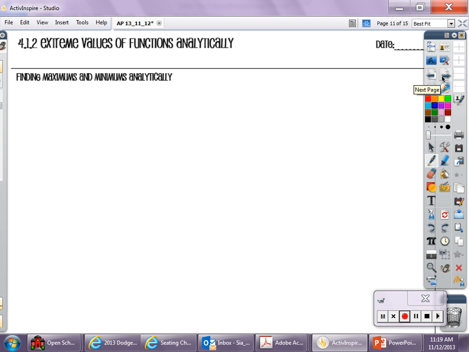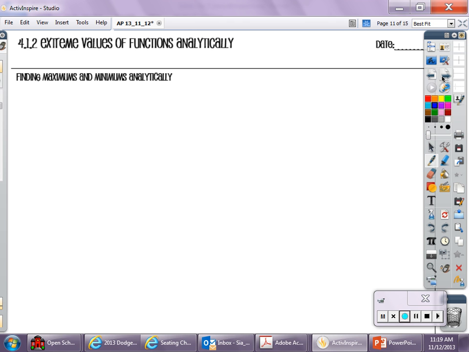I want to go through algebraically finding max and mins. I'm going to give you a 5-step process. You may choose to memorize the 5-step process. I would highly encourage it because it guarantees you don't miss a step. But it is possible to do the steps in different orders, okay? So you don't have to do it in step 1, 2, 3, 4, 5, but I'm going to give it that way.